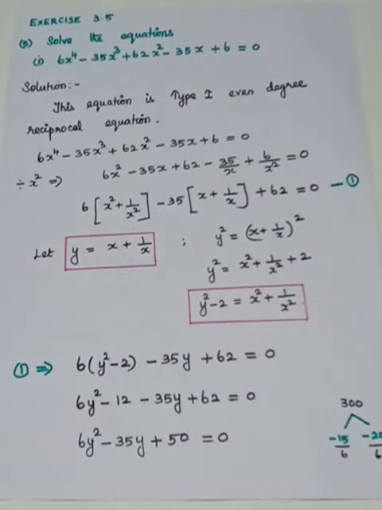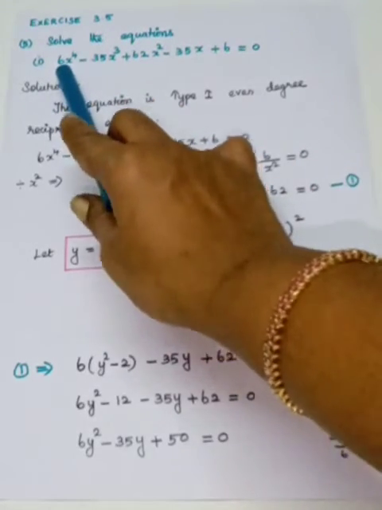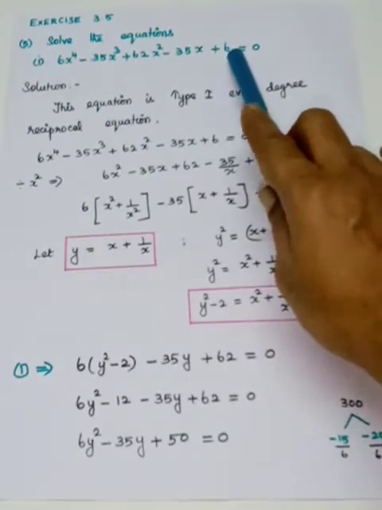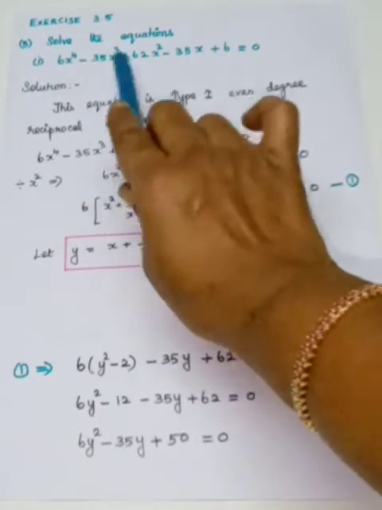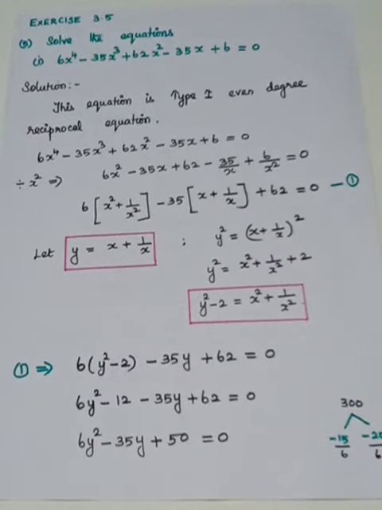Okay, you see exercise 3.5, fifth problem, first subdivision. Solve the equation 6x power 4 minus 35x cube plus 62x squared minus 35x plus 6 is equal to 0. Look at the equation. Here, the first term coefficient is 6 and the last term also 6. Here minus 35, here also minus 35. So the middle term is there. So this is the equation of first type, even degree reciprocal equation.